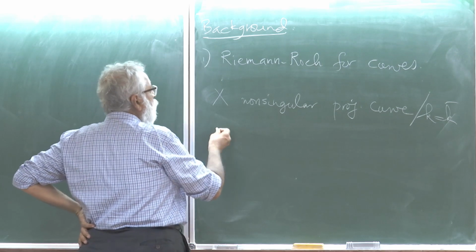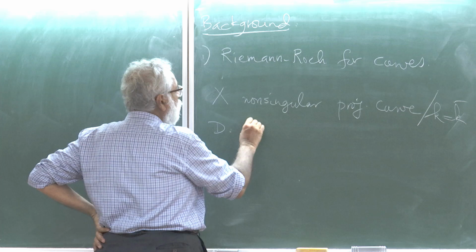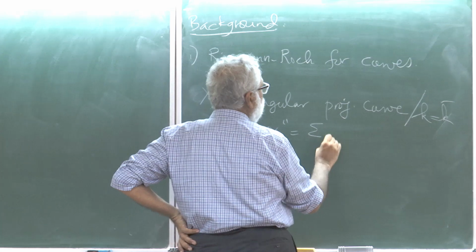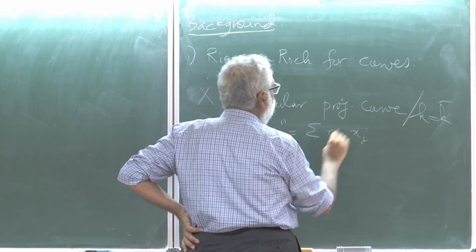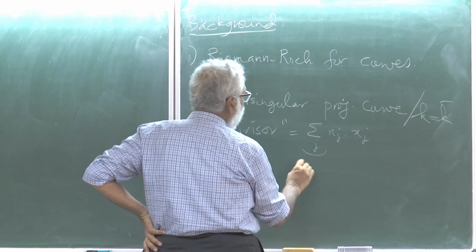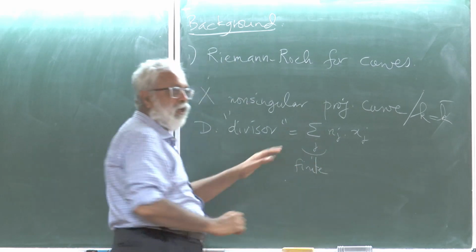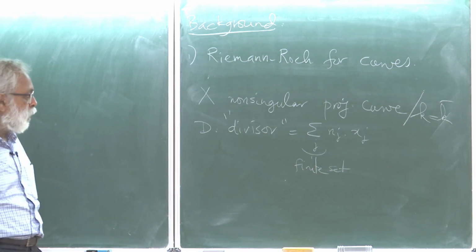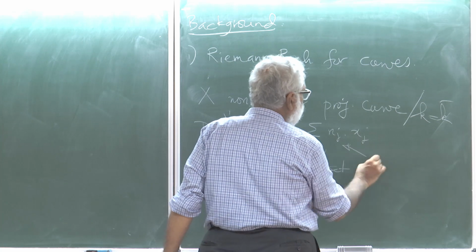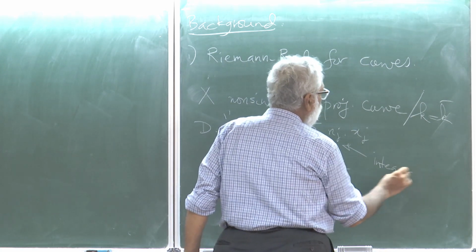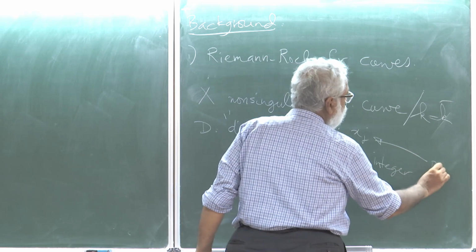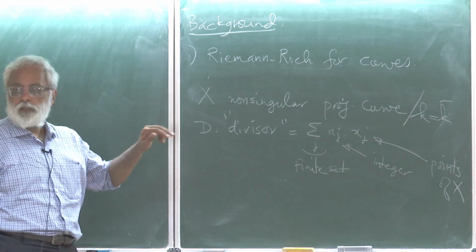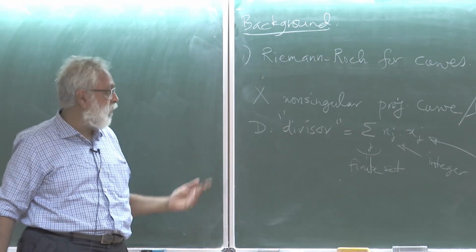Then there's the notion of a divisor on such a curve. So what's that? That's some formal expression like this: sum of n_j times x_j. This runs over a finite set; I don't specify how many j's there are, any finite number will do. These n_j's are integers, and the x_j's are points of X. So it's a finite formal linear combination of points with integer coefficients. That thing is called a divisor.